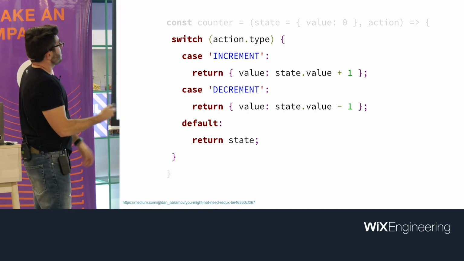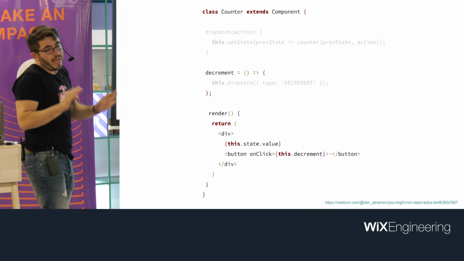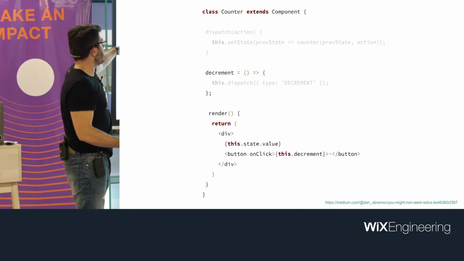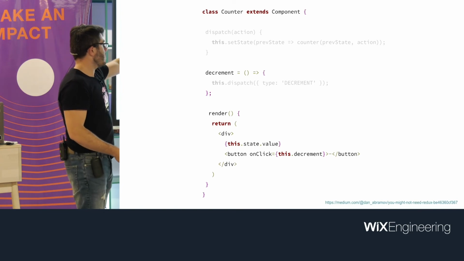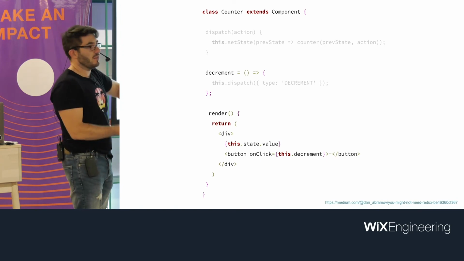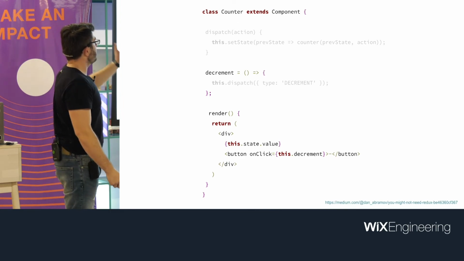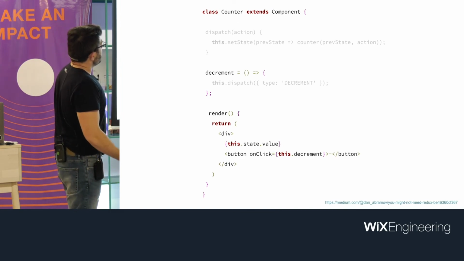So now let's look at a simple React component. Again, it uses it super simple, okay? React component, nothing fancy. It basically shows a value, and we have a button that decrements this value. We have a decrement function here, which is a simple callback. And this is where things get interesting.